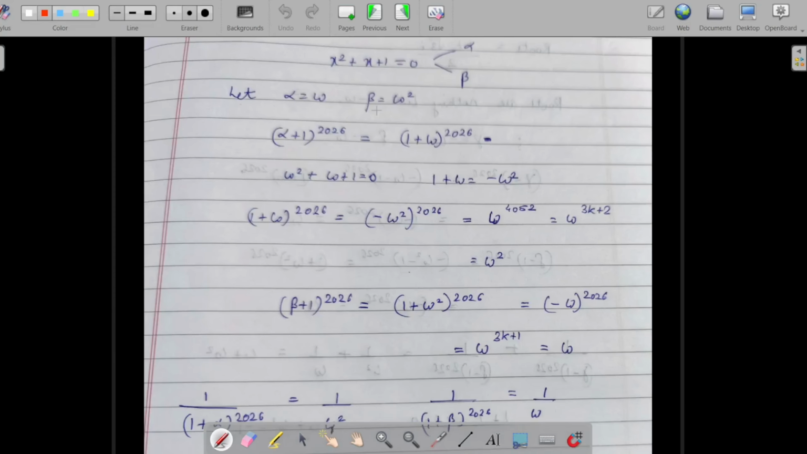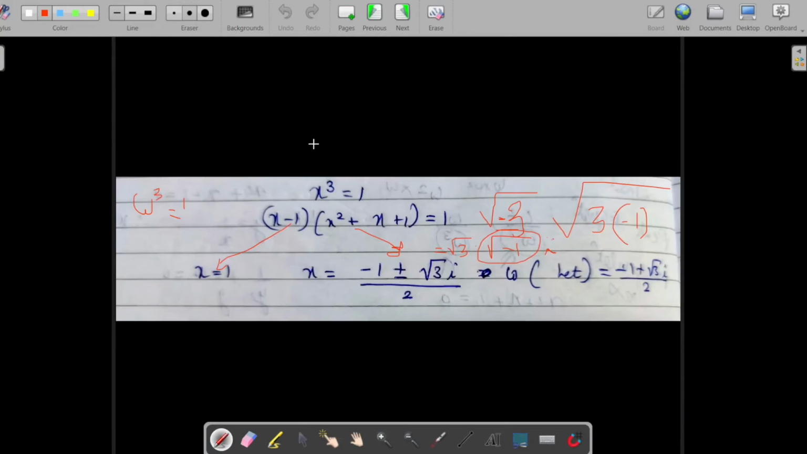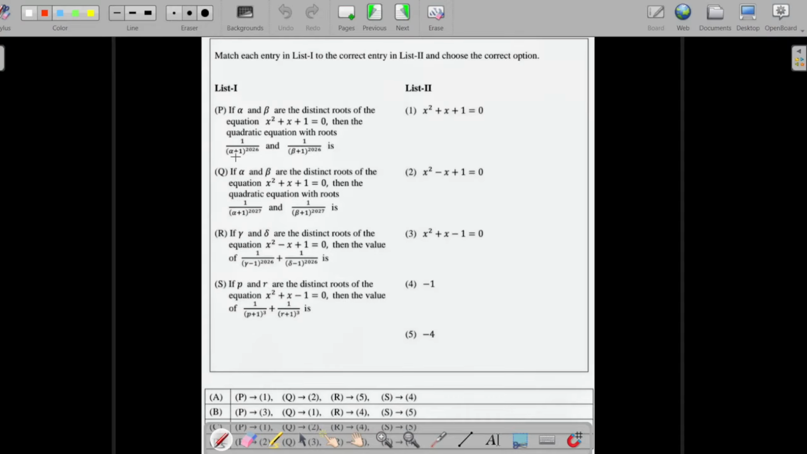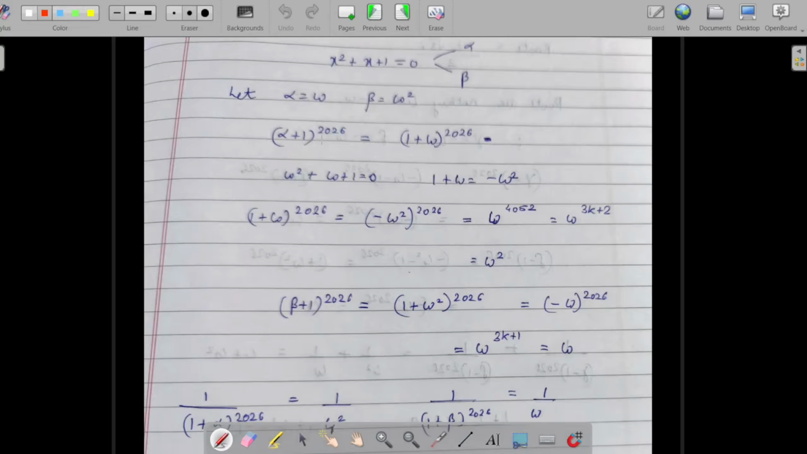Again, this is a very overwhelming page, but stay with it from the top, one line at a time. Let us call alpha as omega and beta as omega square. As I said, it doesn't matter. You can call alpha as omega square and beta as omega as well. The value we need is 1 upon (alpha plus 1) raised to the power 2026 and 1 upon (beta plus 1) raised to the power 2026. So let us focus on the denominator first, and then we will take its reciprocal. So (alpha plus 1) raised to the power 2026 is nothing but (1 plus omega) raised to the power 2026.